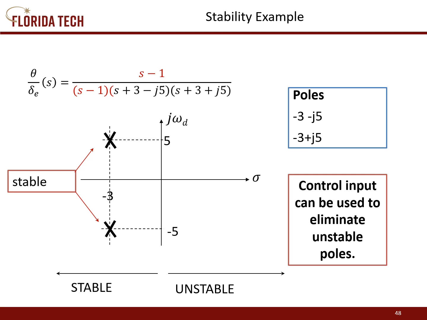Now, we can use control theory or control inputs to basically cancel out an unstable pole in the right half plane. We could in essence mathematically cancel that pole by putting the same thing, a 0, at the same location, and mathematically they would cancel. So sometimes we can use control input to eliminate an unstable pole.